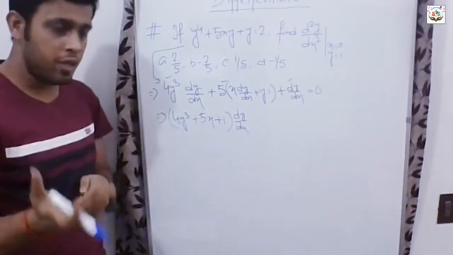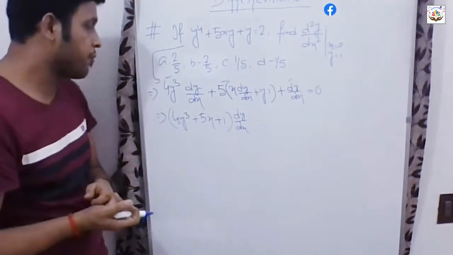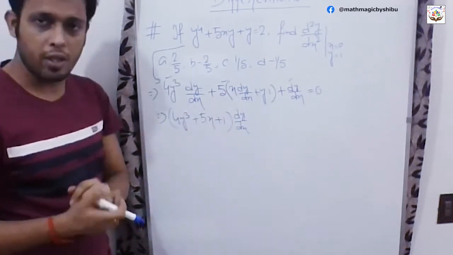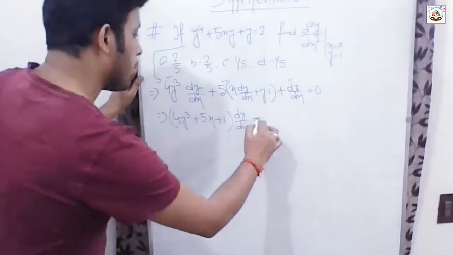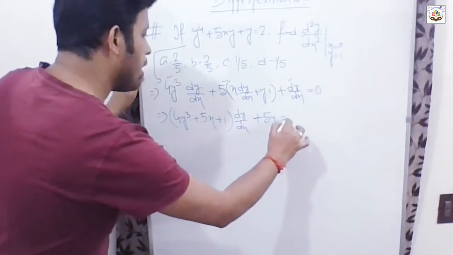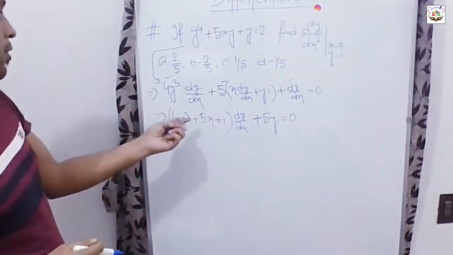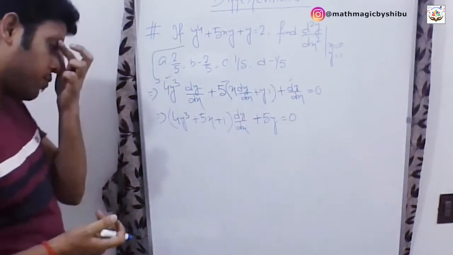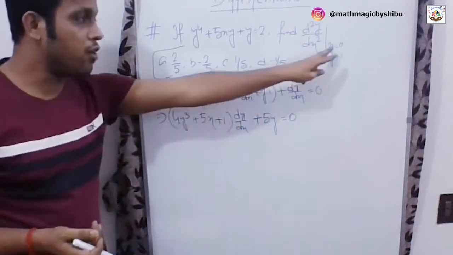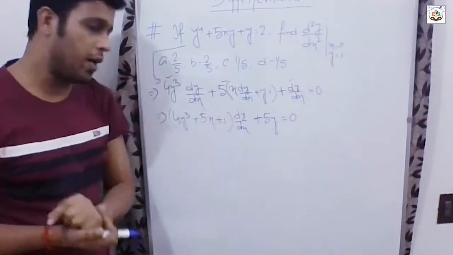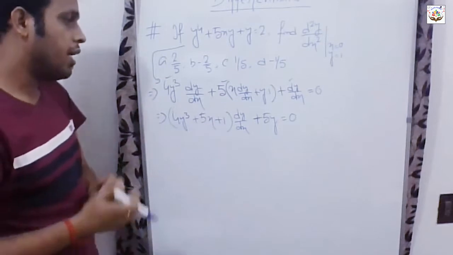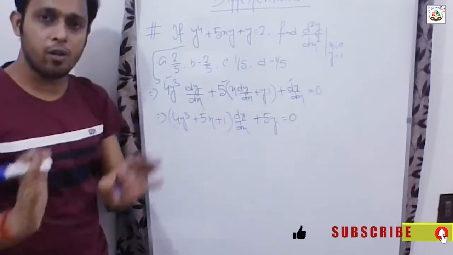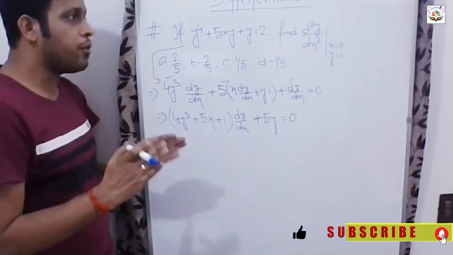So what are the terms remaining? Like 5 into y is remaining only. That means plus 5 into y equals to 0. Right? Now, we know the value of x is 0 and y equals to 1. So, from here, let us first find the value of dy dx when x equals to 0 and y equals to 1. It will help you to get this value.